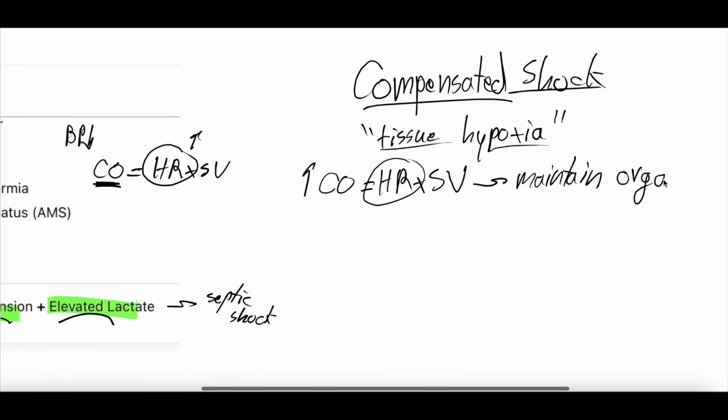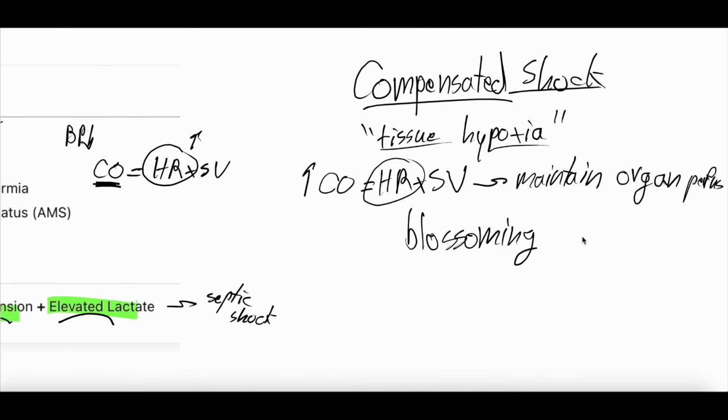All right, maybe you just have a wide pulse pressure, low-grade tachycardia. Maybe you're a little tachypneic. Maybe you're a little confused, a little altered mental status. But at this point, you're still maintaining organ perfusion. Okay, but at some point, this compensatory mechanism is no longer adequate. And that's when you start to get the blossoming end organ injury. And this is when your shock is becoming decompensated.